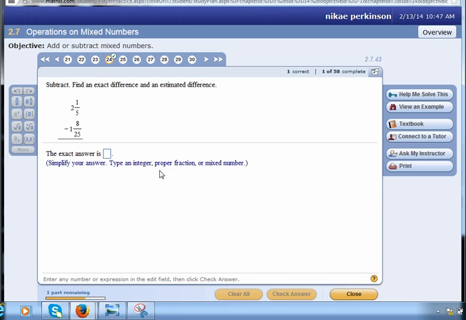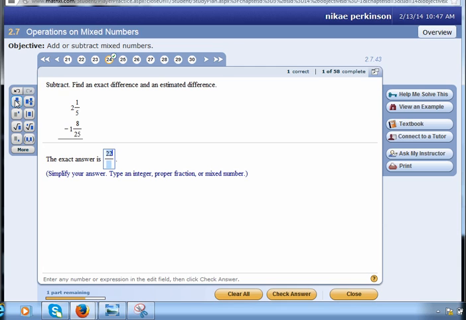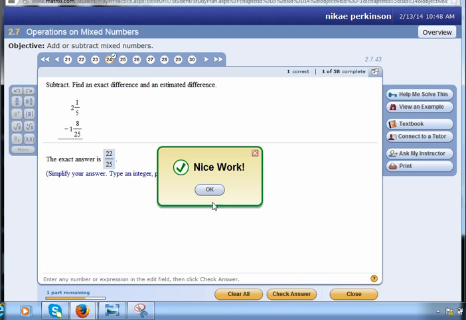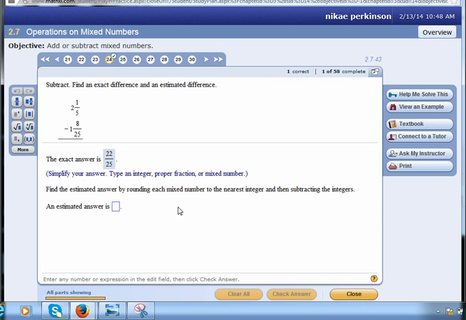So let's go ahead and put our answer in here. We've got 22 over 25. Okay, we'll check our answer. And that is correct. Now the next thing we want to do is estimate each number by rounding to the nearest integer. We do that by looking at our fraction part and determining whether that fraction is less than 1/2 or greater than or equal to 1/2.